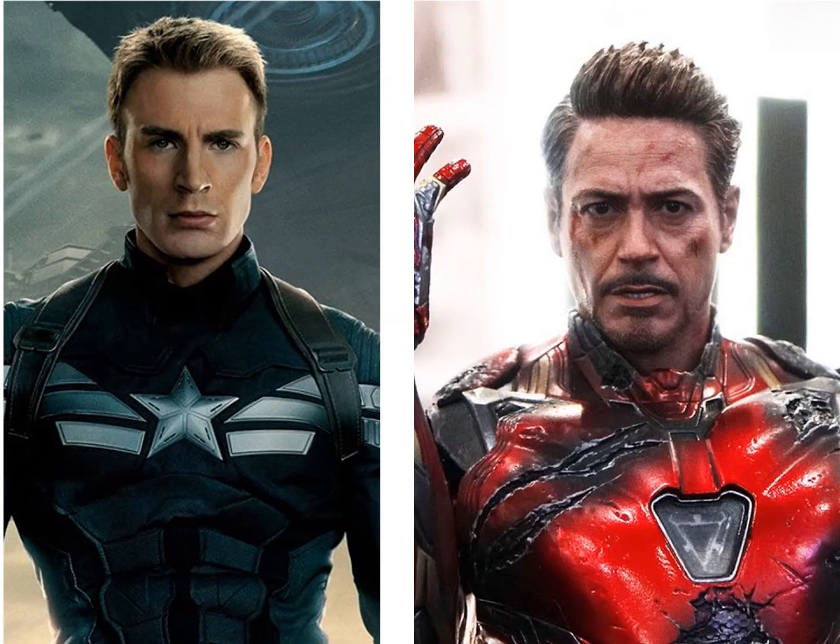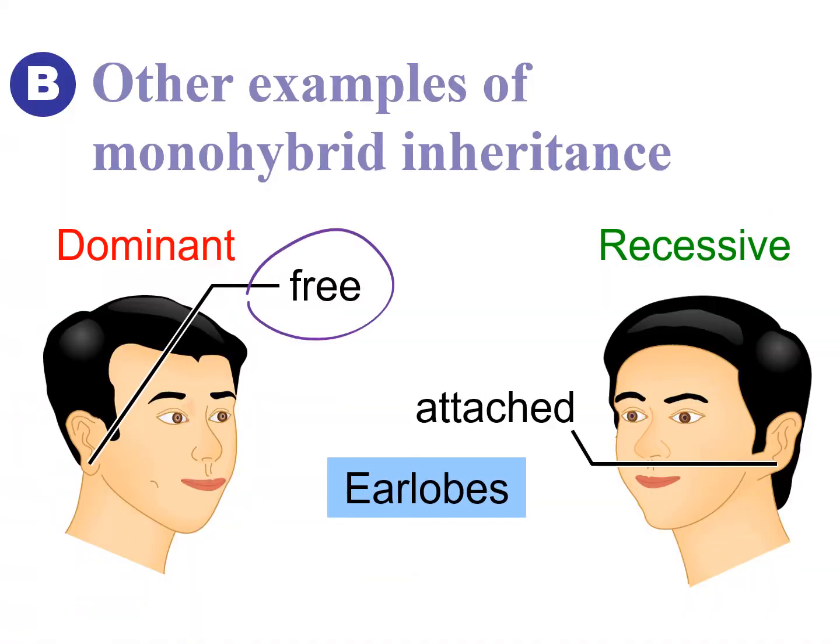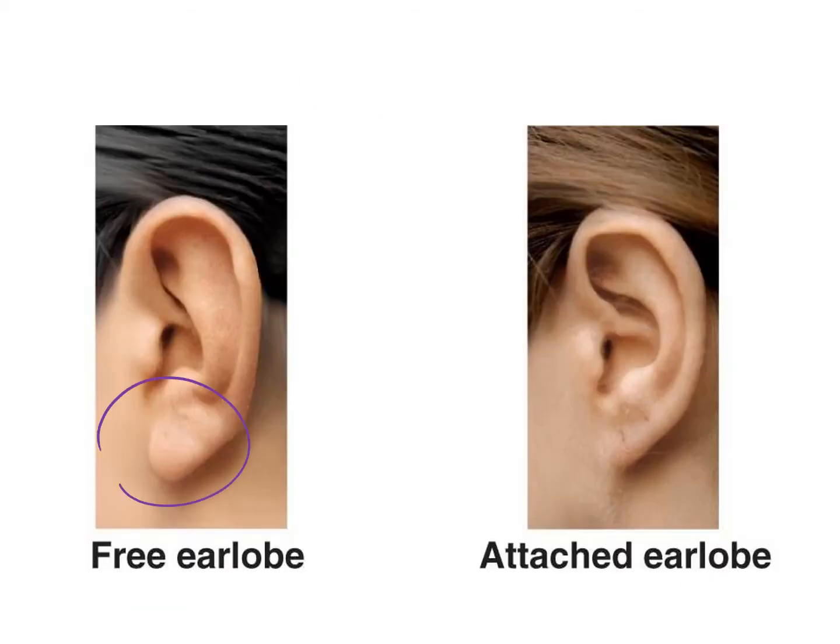Famous examples include window peak, you have Captain America. And then for strict hairline, you have Tony Stark, the Iron Man. For the free ear loop, it has to be a dominant character. So it can either be homozygous dominant or heterozygous. While for recessive character, it has to be attached ear loop. So it has to be homozygous recessive in order to have attached ear loop. This is what we call a free ear loop. This is what we call an attached ear loop.